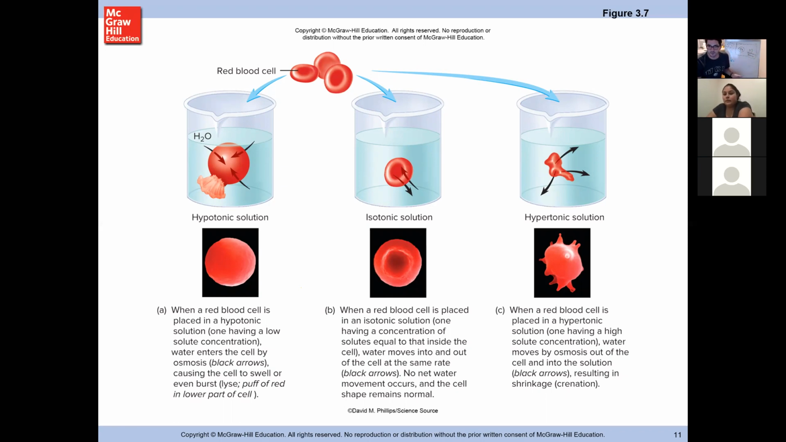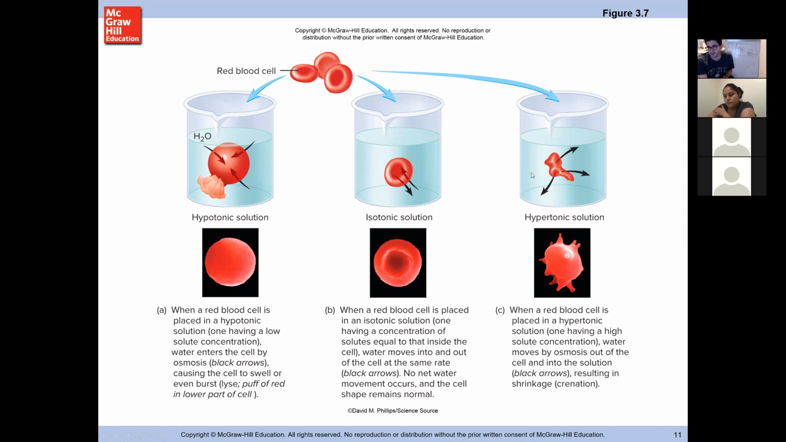Iso means the same, right? With these arrows we're showing the net movement of water. In an isotonic solution, the rate of water going into the cell is the same as the rate of water leaving the cell. The only way that could happen is if you have equal concentrations of salt solution in the external environment relative to the internal environment. So we have a net zero movement of water. This would be a solution at equilibrium, so the cells will retain their normal shape.